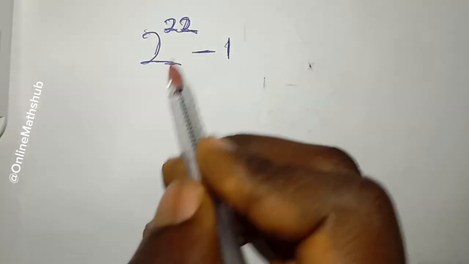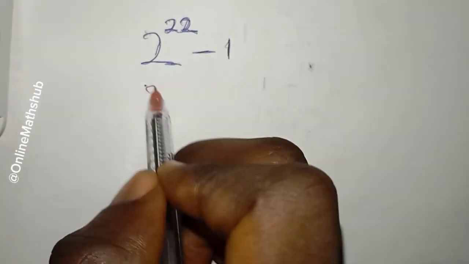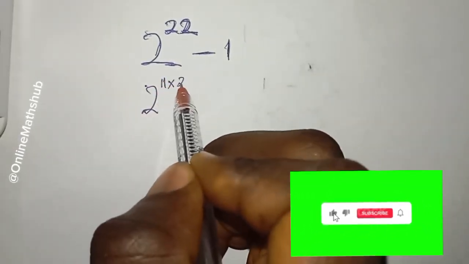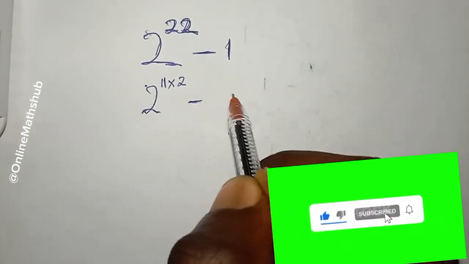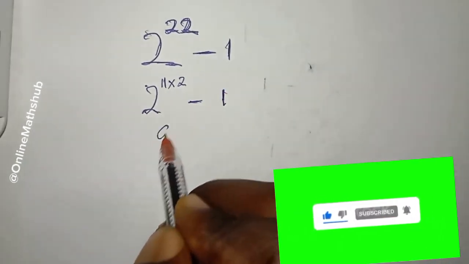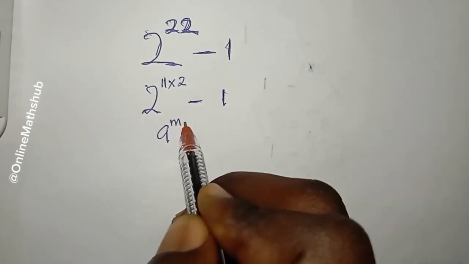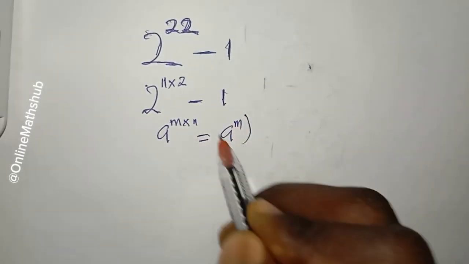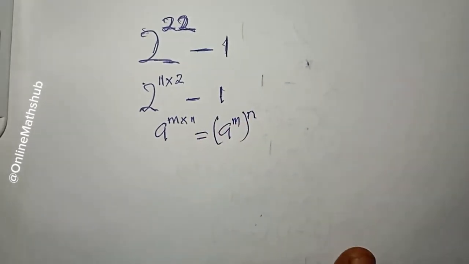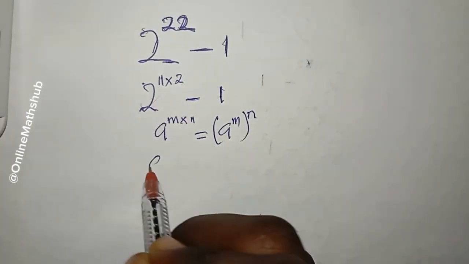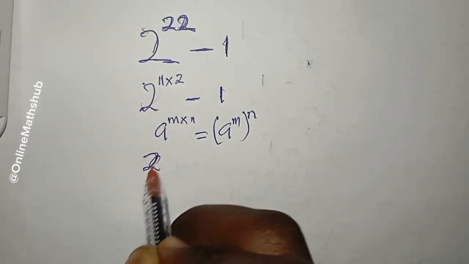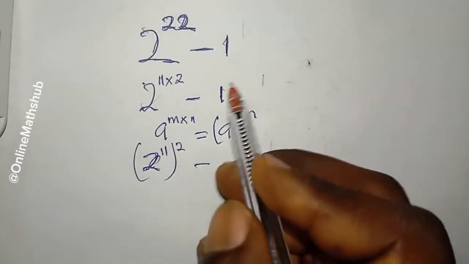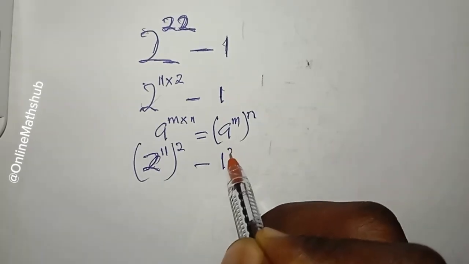Moving on, I am going to write this 2 power 22 as 2 power, and I can write this 22 as 11 multiplied by 2, and then of course minus 1. If you remember, when you have a power m multiplied by n, you can write this as a power m and then all bracket n. So what we now have is 2 power 11 and all bracket 2 minus 1. I can write 1 as 1 power 2.